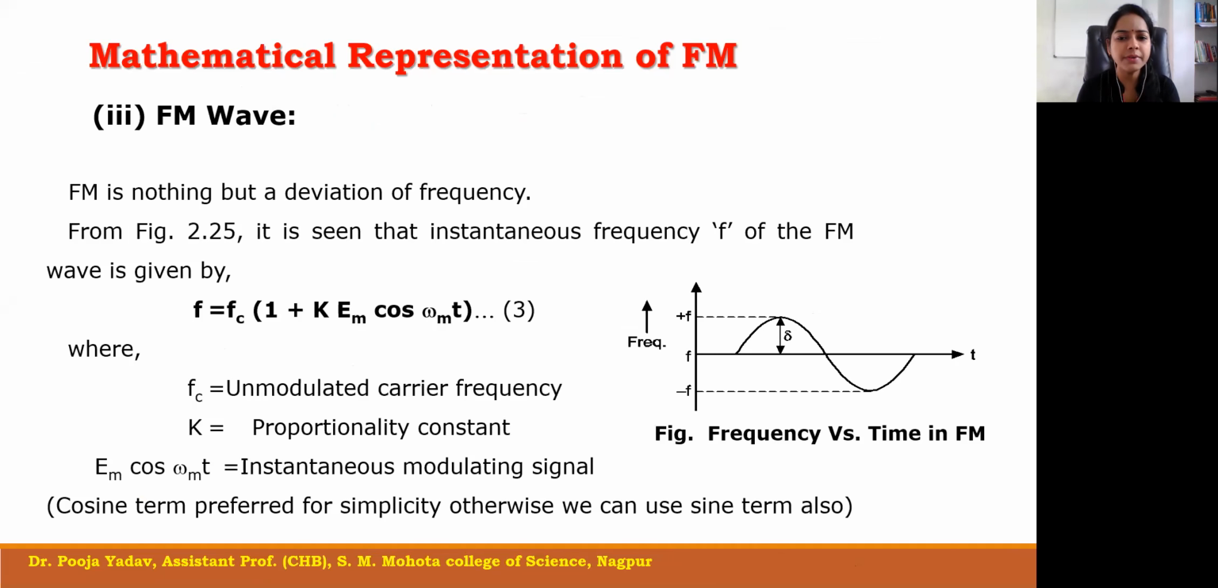Then we have the FM wave, the frequency modulated wave. How do we mathematically represent it? This is the modulated wave. Okay, so here see what all the terms are. F is equal to Fc times 1 plus K, this is the proportionality constant. Okay, this is Em cos of omega mt.